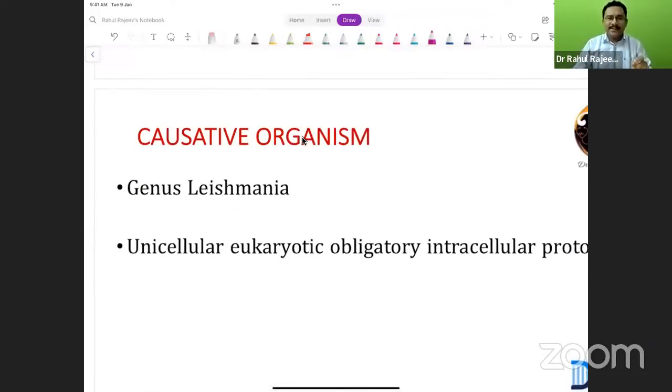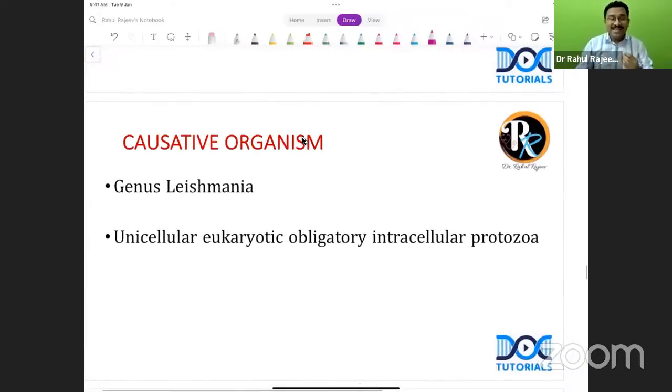So causative organism, it is the organism belonging to the genus Leishmania. And what is Leishmania? If you are asked the microbiology of Leishmania in one sentence, it is a unicellular eukaryotic obligatory intracellular protozoa. Protozoa are always unicellular, right? And what do you call the multicellular ones in parasitology? Multicellular metazoans, right?